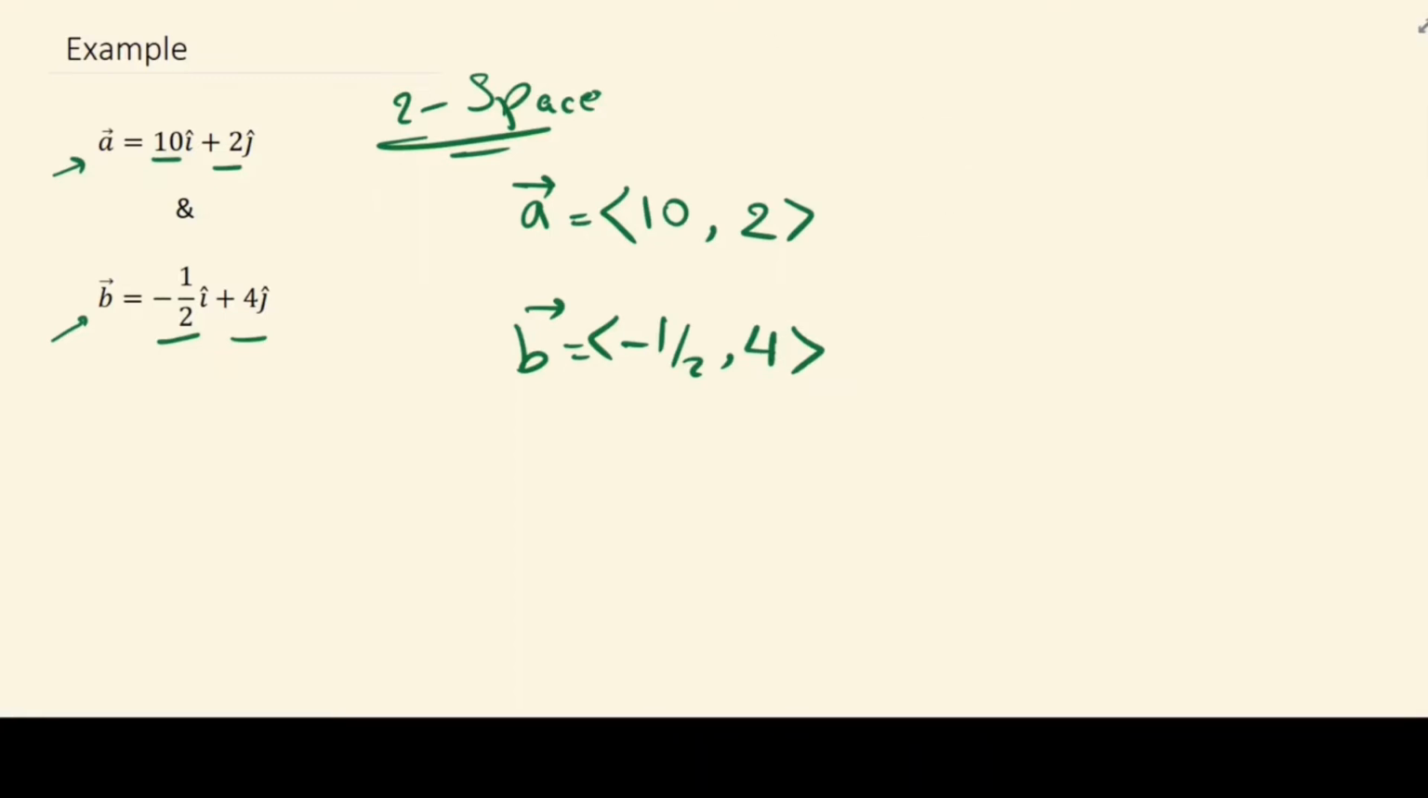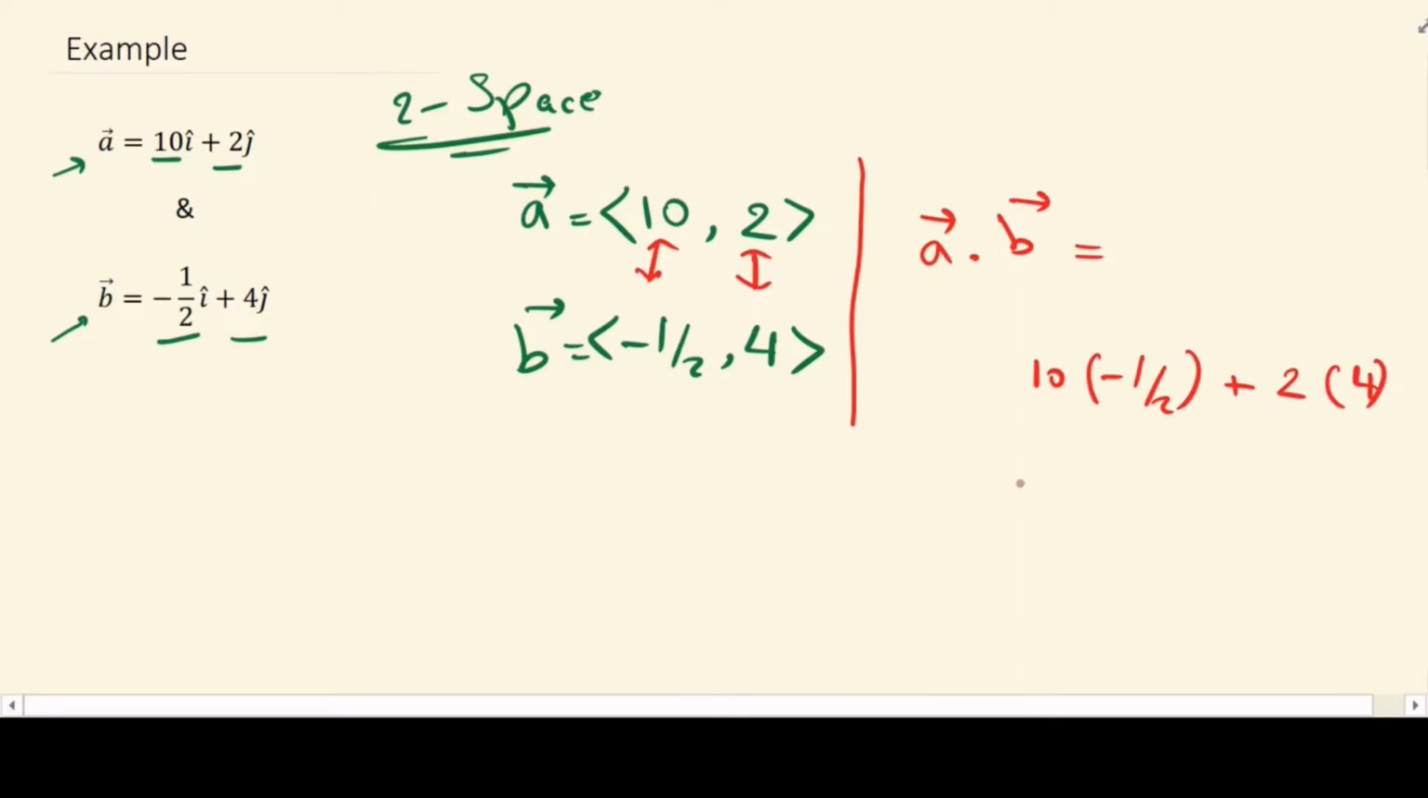So let's see how we can calculate the dot product of these two vectors. A dot B is going to be the product of the corresponding components and then the summation of those products. So it's going to be 10 times minus half, then addition of that with 2 times 4, which is going to be minus 5 for the first term, and the second term is going to be 2 times 4, which is 8. Finally we get 3. So A dot B is going to be 3.